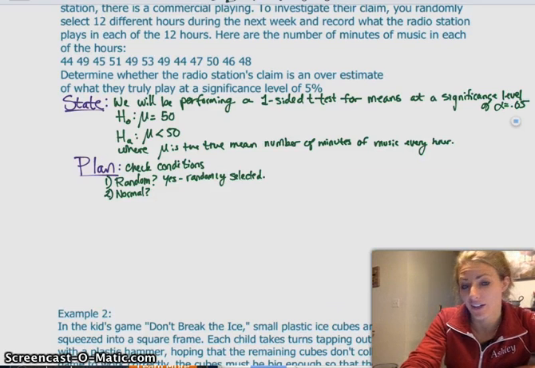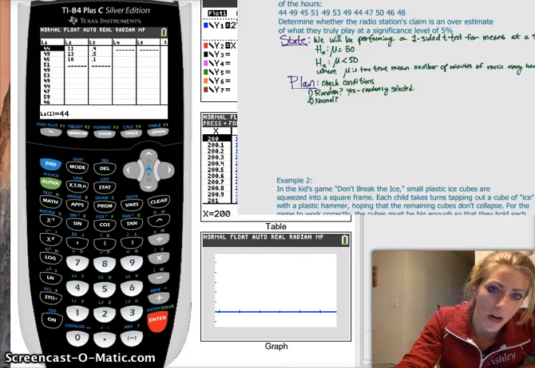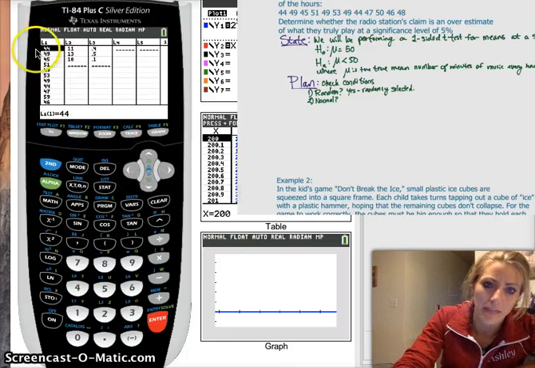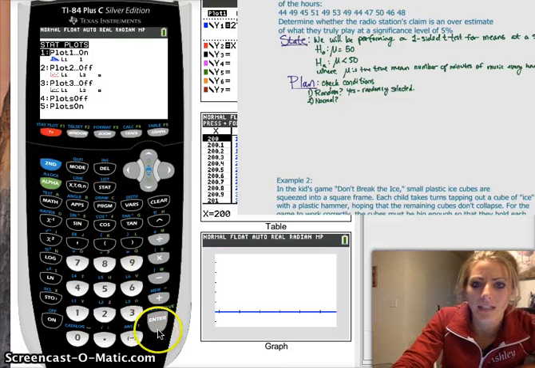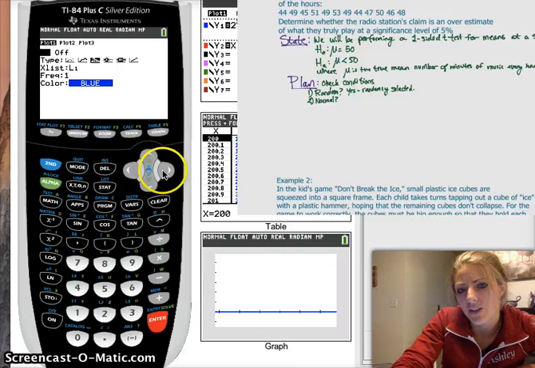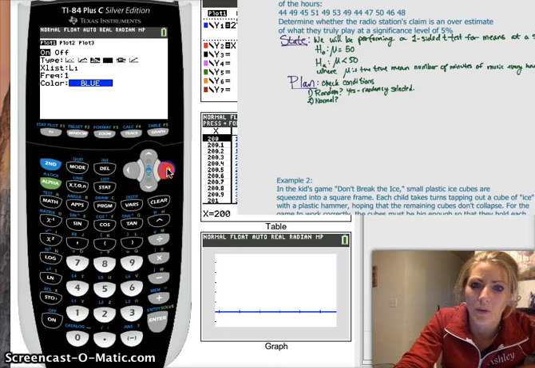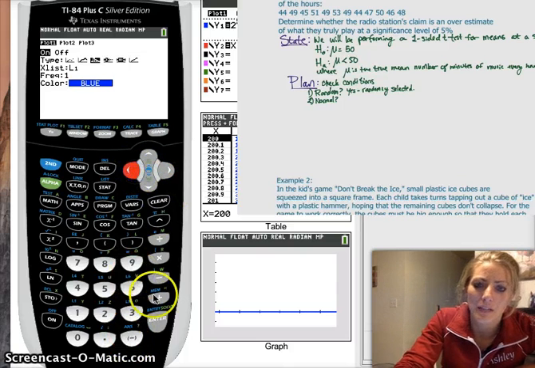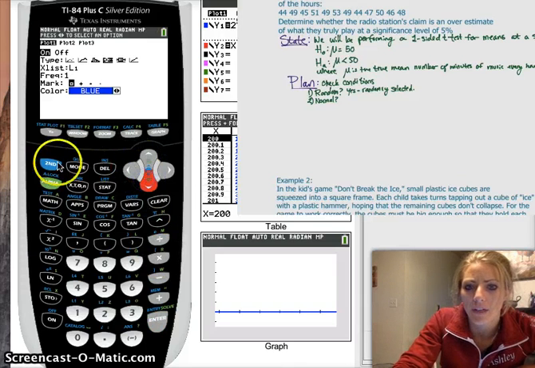So let's do that on our calculator. Alright, so we put all of our data into list 1, all of our minutes of music play. And then we go to stat plot, and then we want to either plot a histogram, a box plot, or a normal probability plot. It doesn't really matter which one. Let's do a box plot with outliers. We want list 1, and then we're going to graph that.